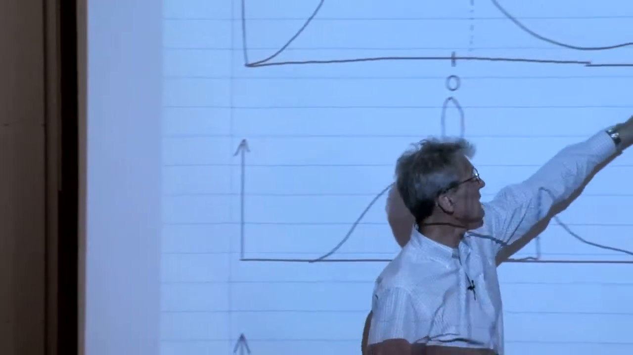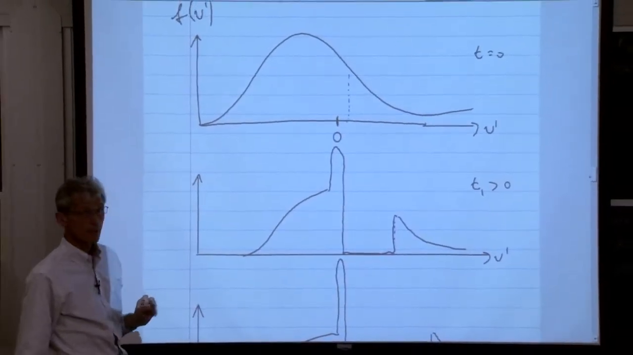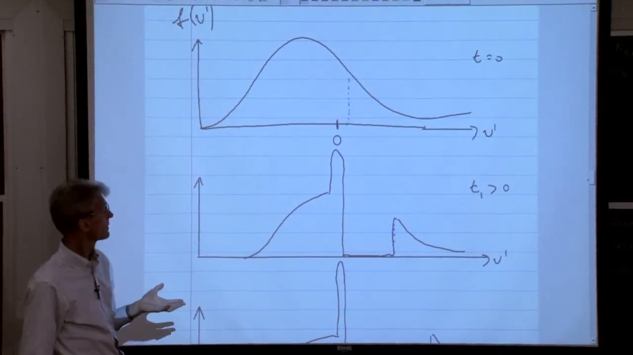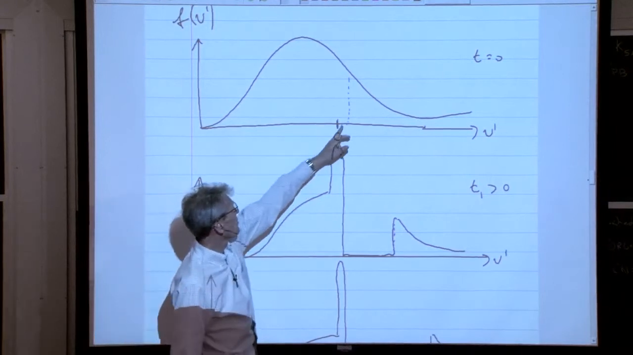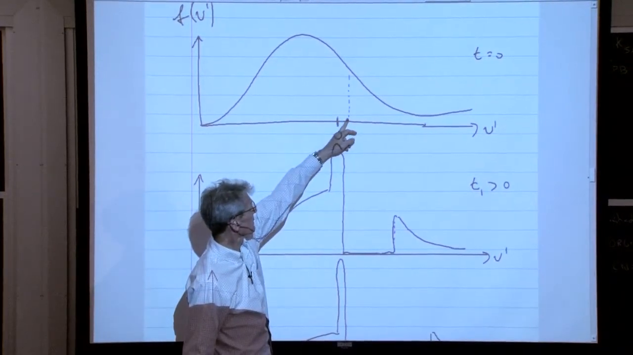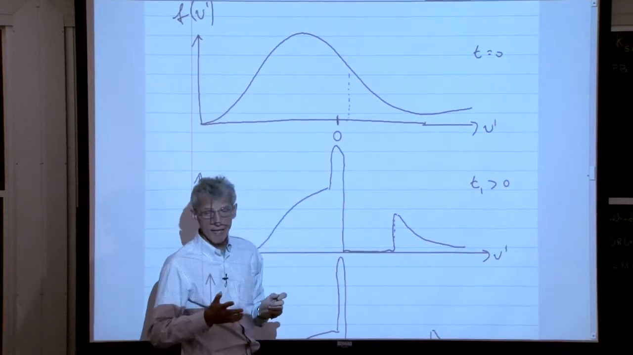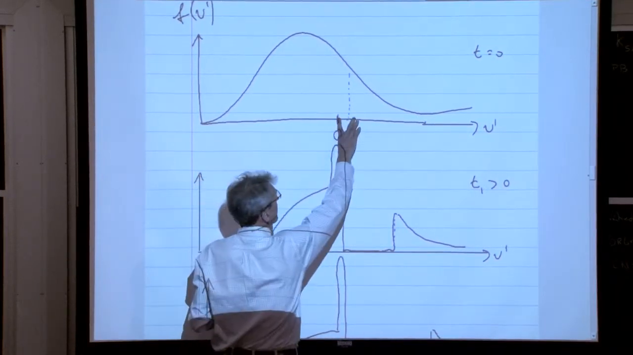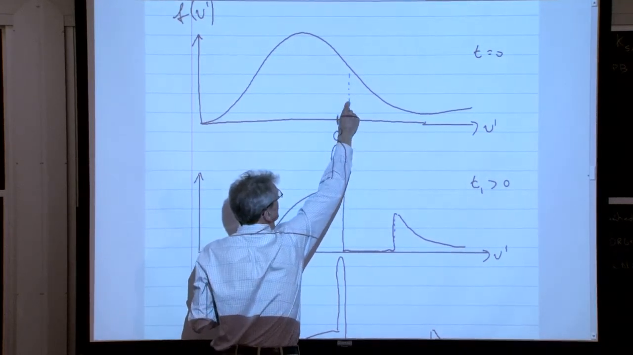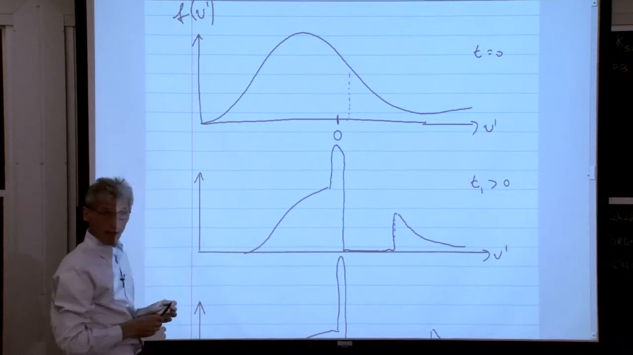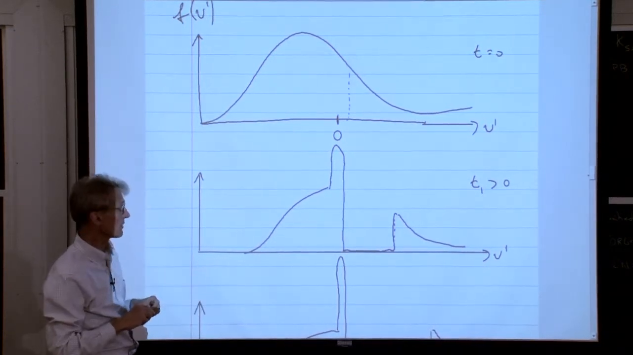This is v prime. This is the velocity in the decelerating frame. And let's say our initial velocity is this. So what happens now is all the atoms are decelerated towards V prime equals 0. The friction force puts them to V prime equals 0.